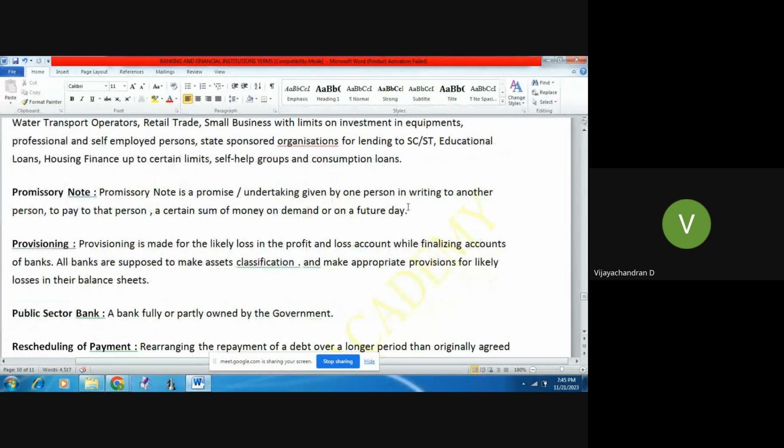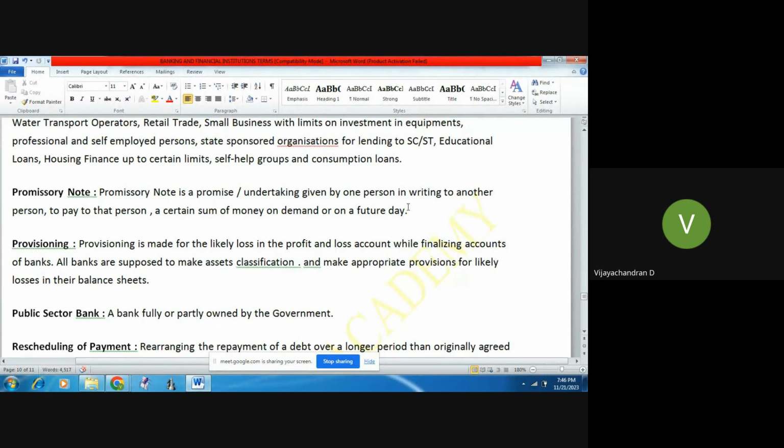Pronote, as you know. A pronote is an undertaking given by the borrower to the lender, giving a promise to repay the money. These all come under negotiable promissory notes. Provisioning means a loss in the profit and loss account.